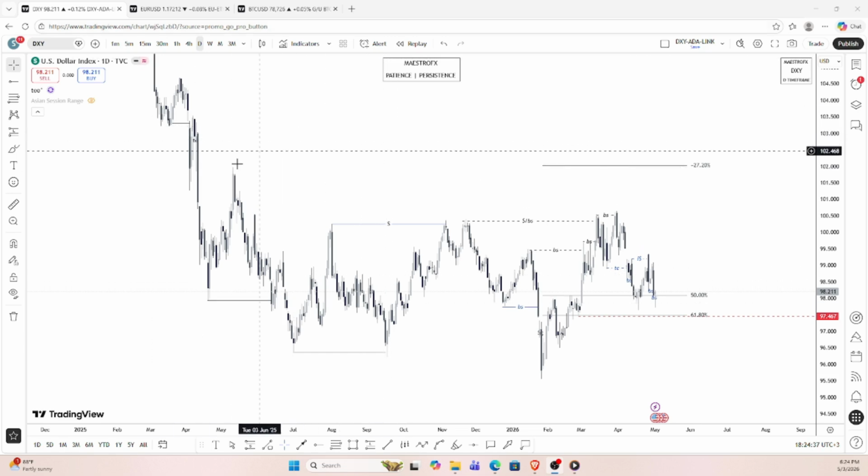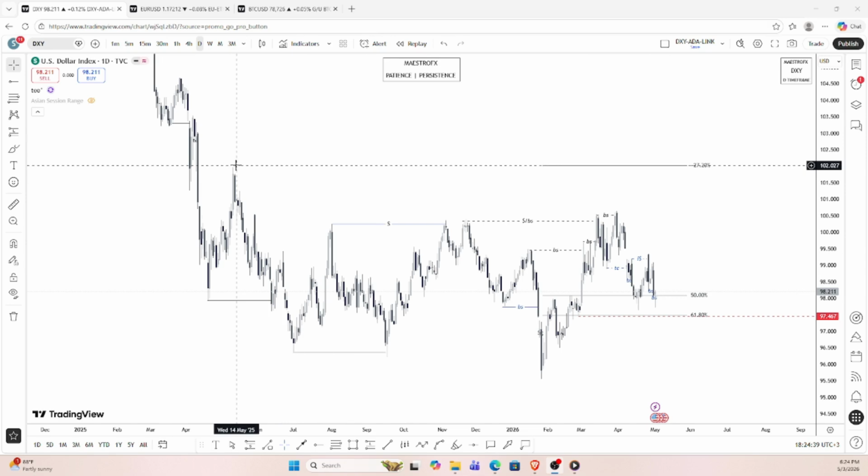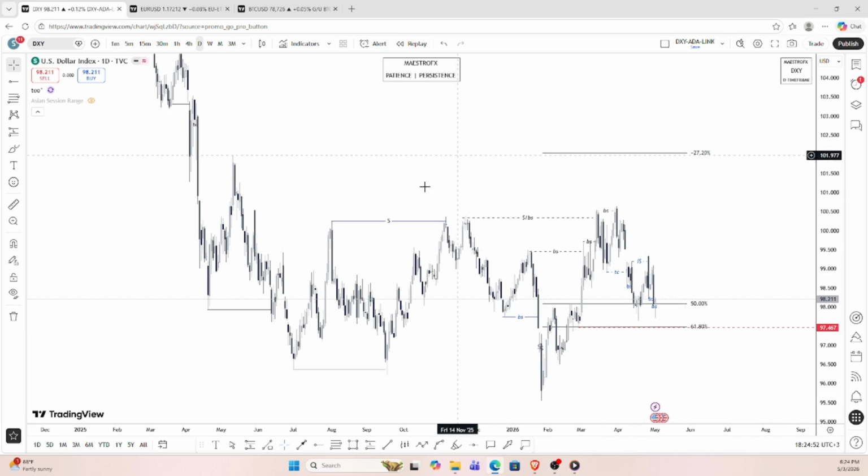Yes, as usual, normally we mostly trade dollar denominated pairs. And so for that, we have to start with the dollar index, or other people call it DXY. Yes, and as usual, it's top-down analysis. We'll be starting on the daily time frame.